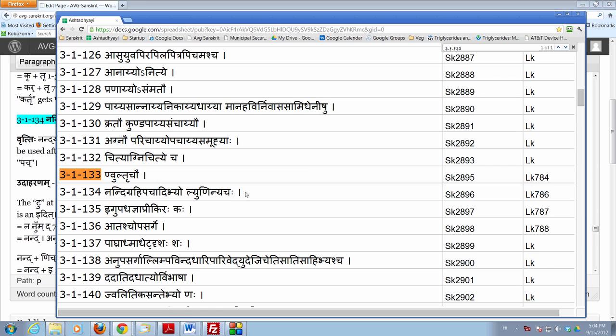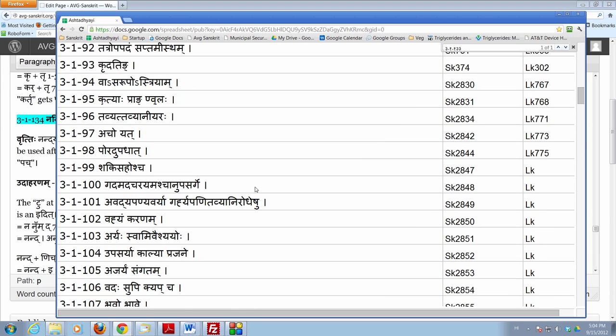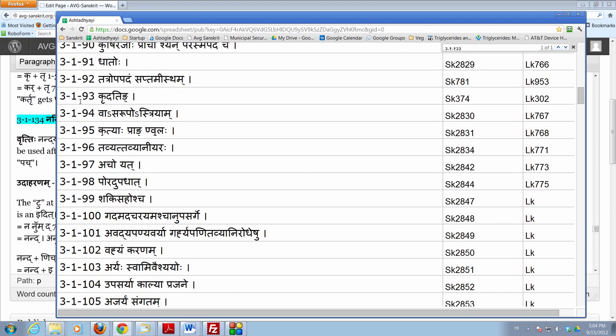Nandigrahipachadibhyo Lyu Ninyachaha. Okay, let us see what this sutram says. Of course, we know that we are in the dhatoh adhikaraha. We are also in the adhikara of krid ating. So we are expecting that Panini is prescribing a krit pratyaya after a dhatu.